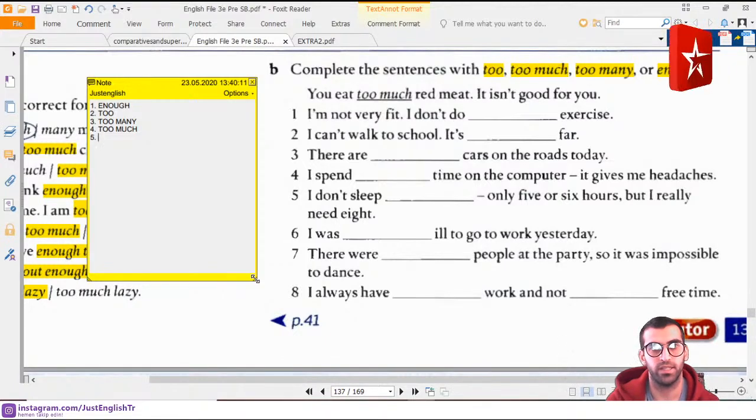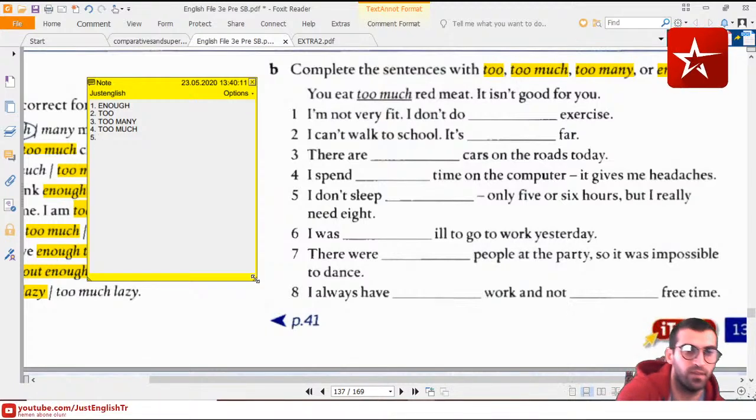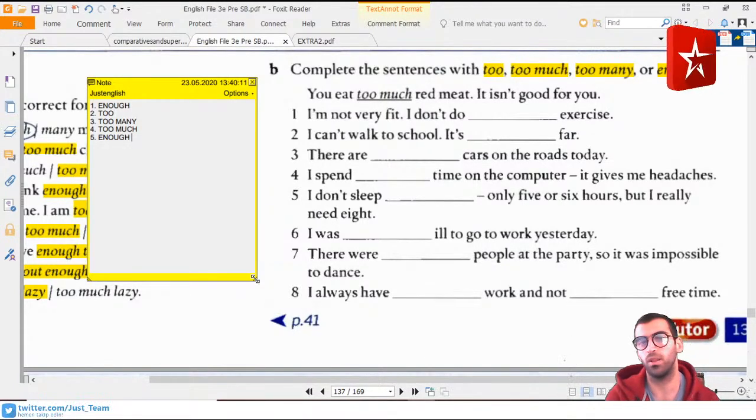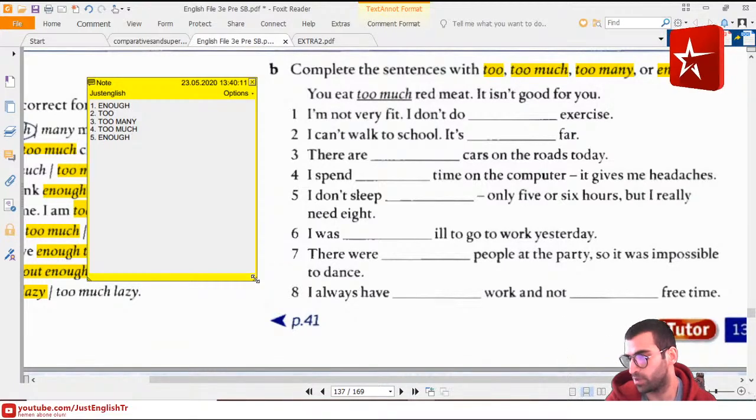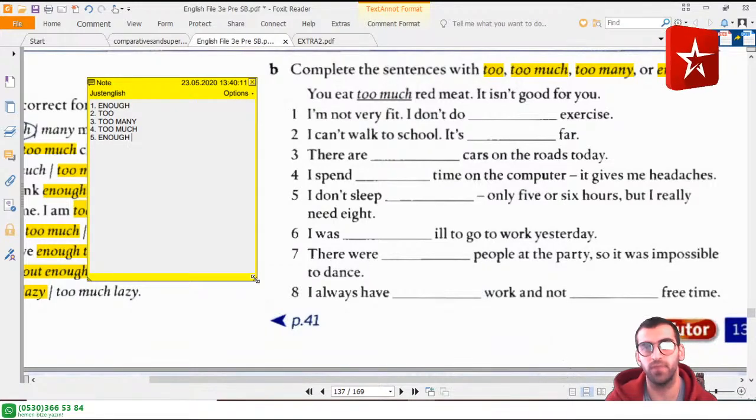All right. And number 5, I don't sleep blah blah blah, only 5 or 6 hours, but I really need 8. Yes, Halil, Özan, your answer is correct. Enough is correct. I don't sleep enough, only 5 or 6 hours, but I really need 8. Mehmet said too much time on the computer. Yes, too much time on the computer.